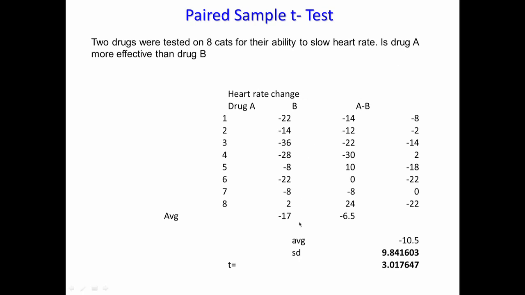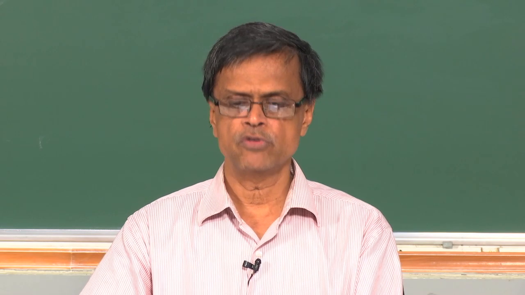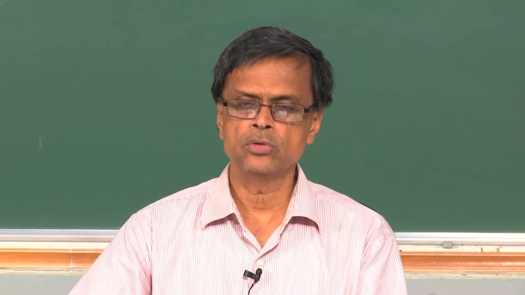Now is drug A more effective than drug B? One way of doing this is we can assume this as a 2 sample t-test and do it, or we can also do it by paired. Paired can be done only if you use the same subject for 2 different treatments, in this case drug A and drug B, or placebo and drug, or control and drug.